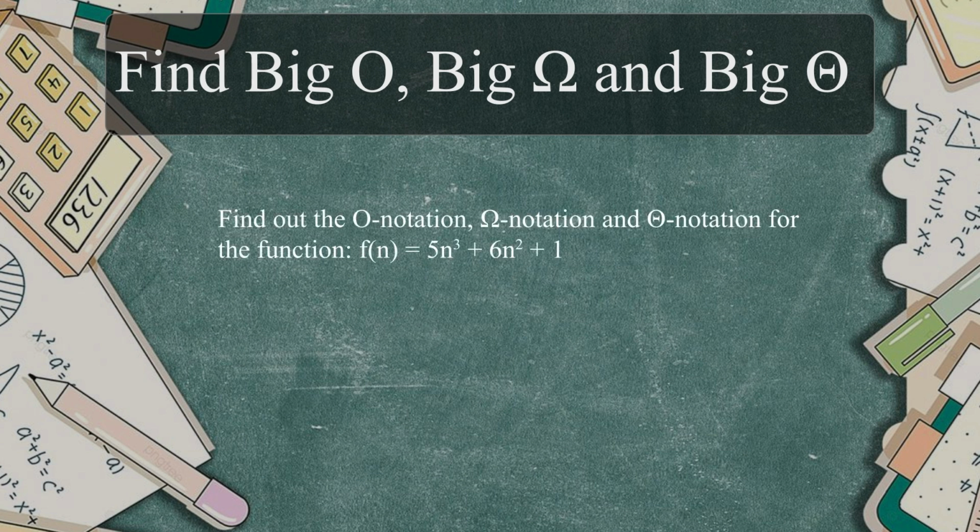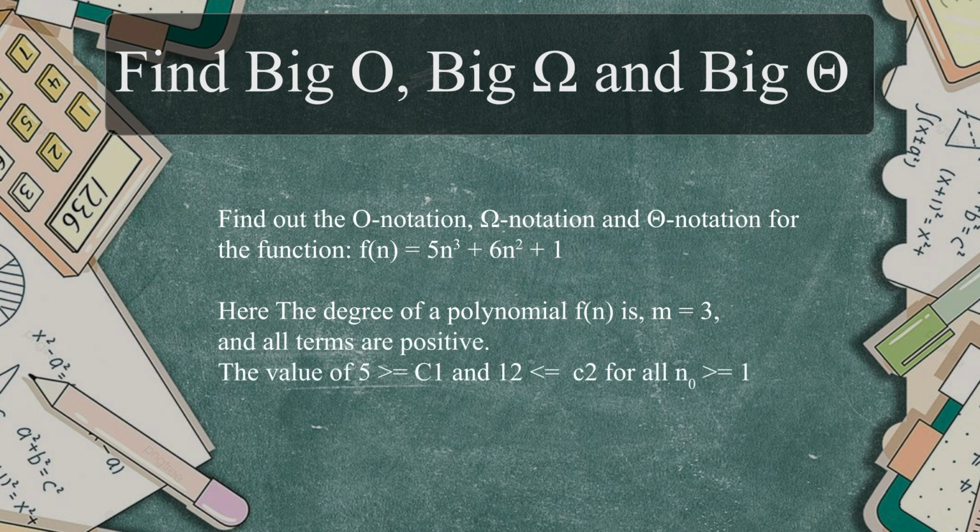say Fn equals 5n cube plus 6n square plus 1. Here the degree of the polynomial is 3, because the highest term is 5n cube and all terms are positive. Therefore, the value of 5 is greater than or equal to C1, so we have a lower bound, as well as 12 is less than or equal to C2. So it is more than C1 n cube, that is 5n cube, but it is going to be less than 12n cube for all values of n0 greater than or equal to 1.